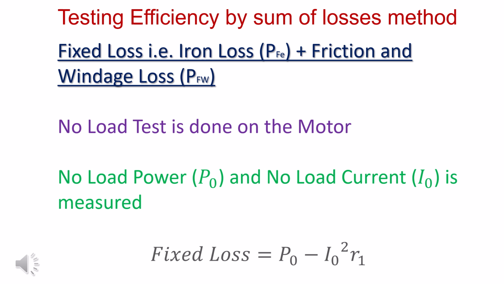Fixed loss is found as follows. A no load test is done on the motor. No load power P0 and no load current I0 are measured. Fixed loss is equal to P0 minus I0 square R1.